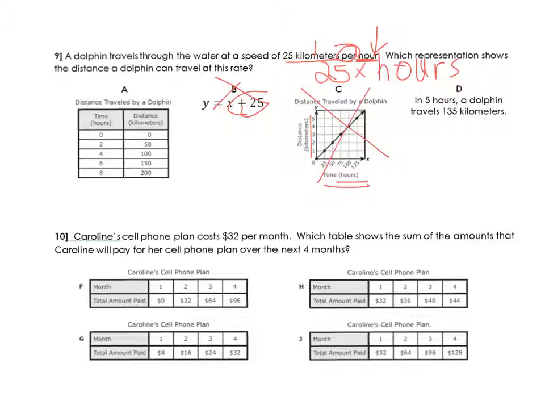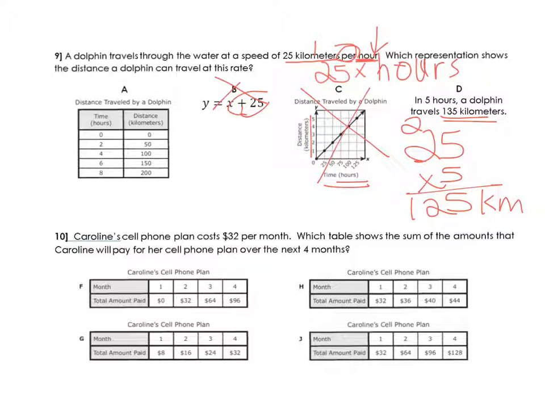So on D, if I do 5 times 25, five times 5 is 25, and then 10 plus 2 is 12. Then I should get 125 kilometers. And my answer choice says 135. So this did not use the correct multiplier. So D is incorrect. Okay, so that leaves A. It should be A, but I'm going to check it.